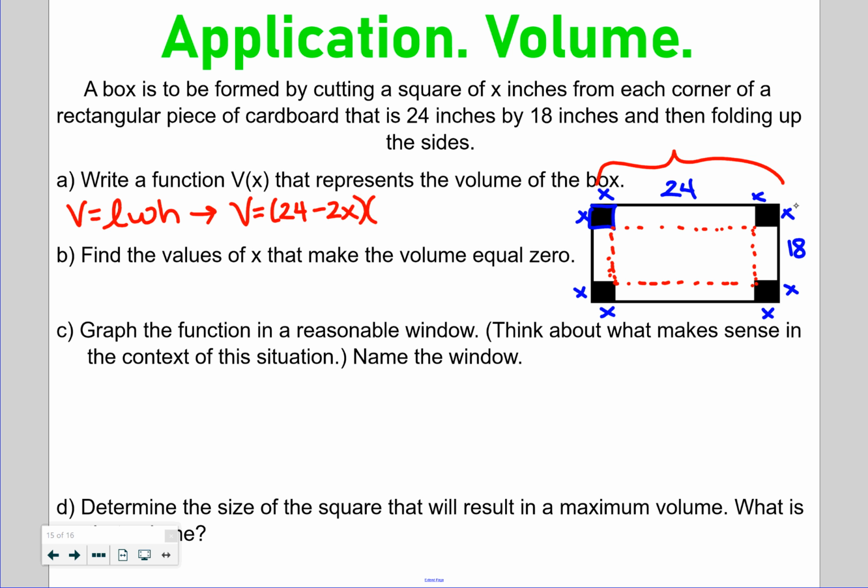The width would be similar. It would be this guy, take away an x on each side. So it would be 18 minus 2x. And then finally, the height would be how high the flaps go, which would be, in this case, whatever x is. And this is the volume in factored form. You could always do a lot of foiling here if you wanted to, but I would just leave it in the factored form. Find the values of x that make the volume equal to 0. So I want my volume to be equal to 0. And because it's already in factored form for us, this is going to be really nice and easy.